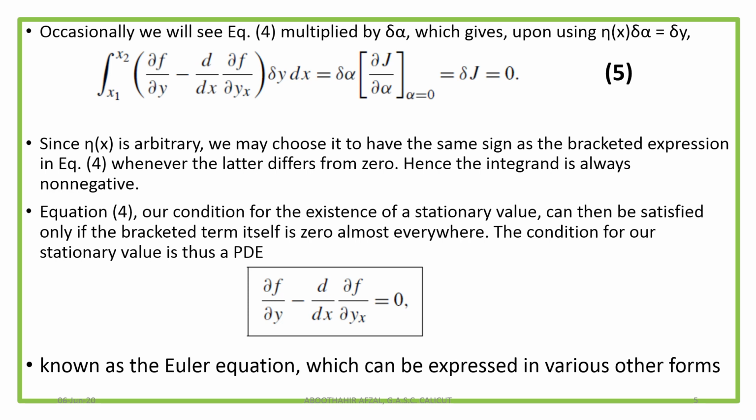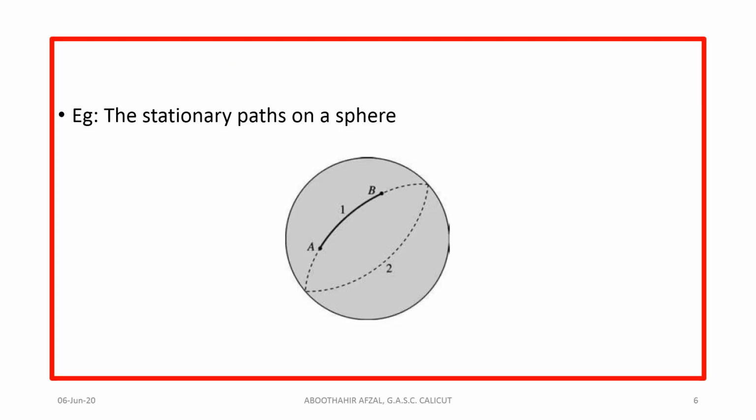And if you apply this to an example of a sphere, you can see in a sphere the extremum paths, the stationary paths, are shown. You know that the minimum shortest path is a circle in a sphere. Even though to reach from A to B we can have infinite number of paths which are longer than the circle, if we solve this Euler equation, we will get that it is a circle.